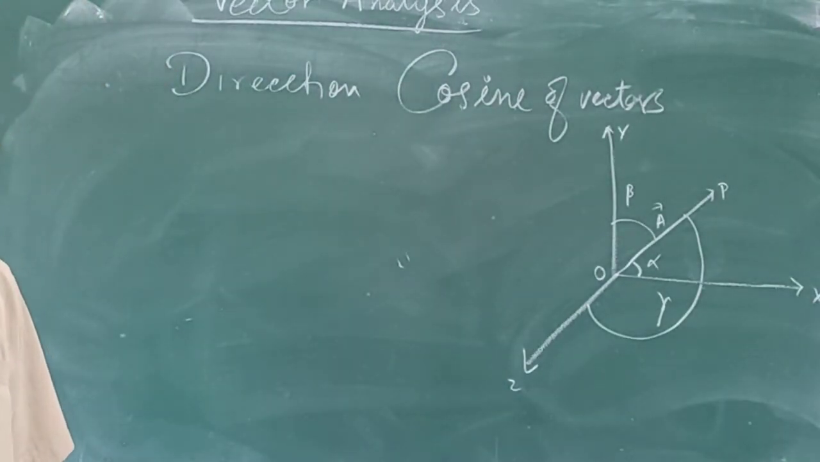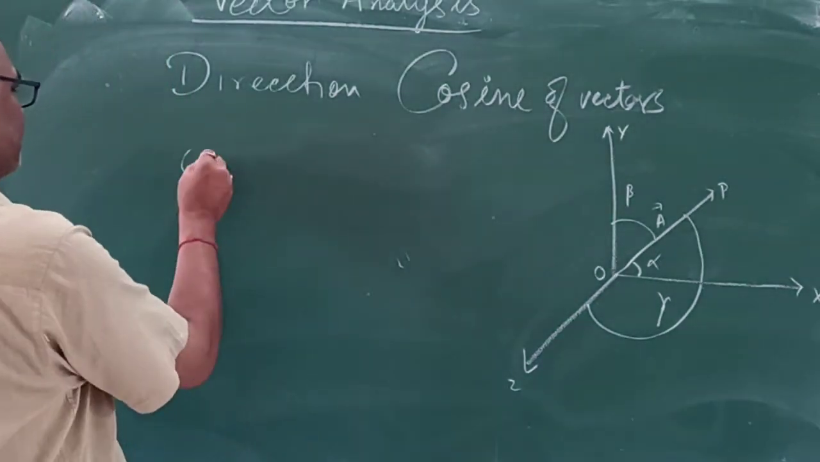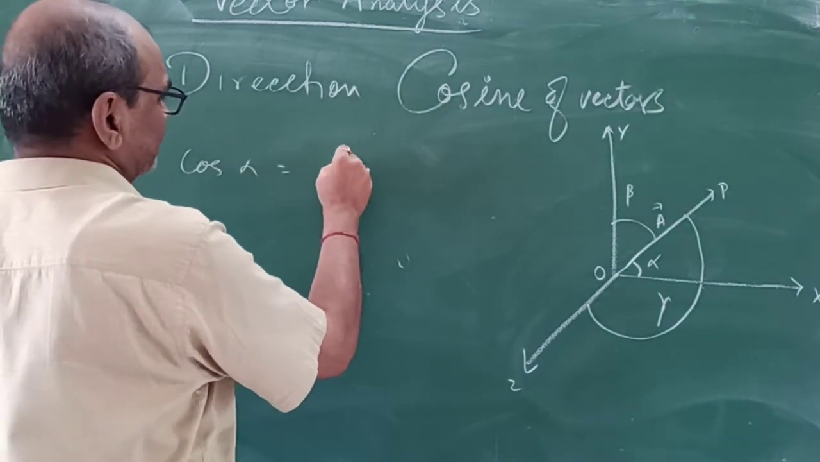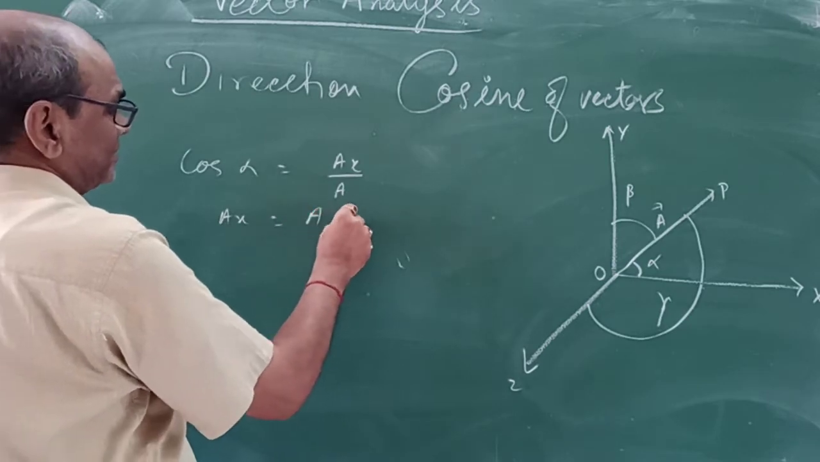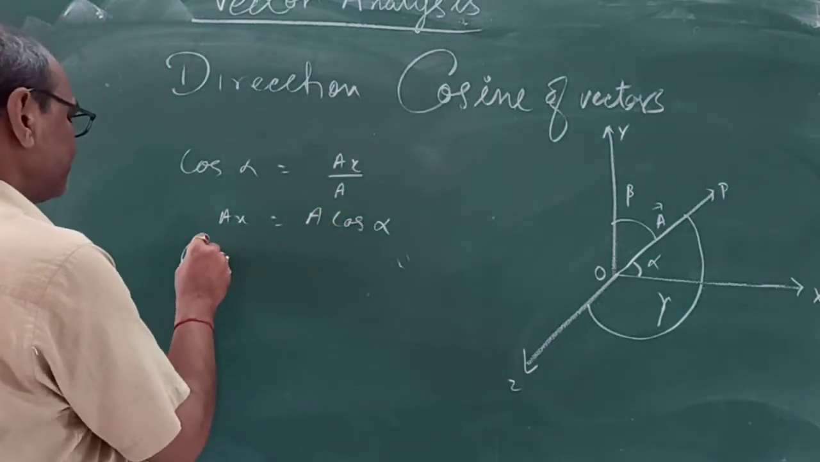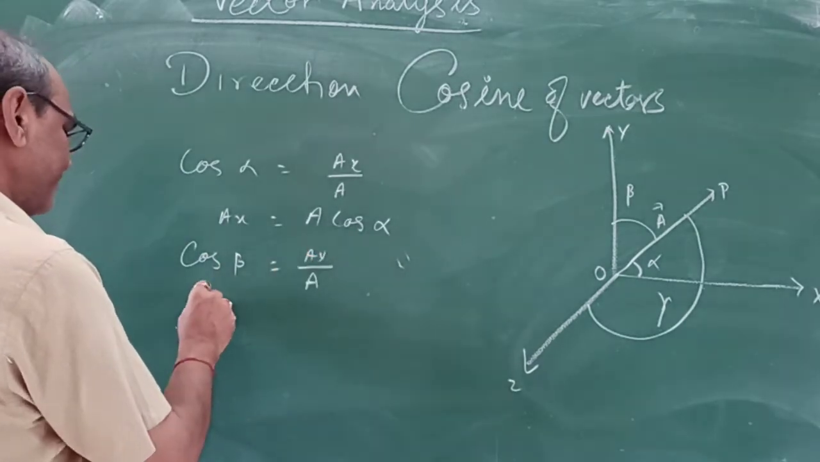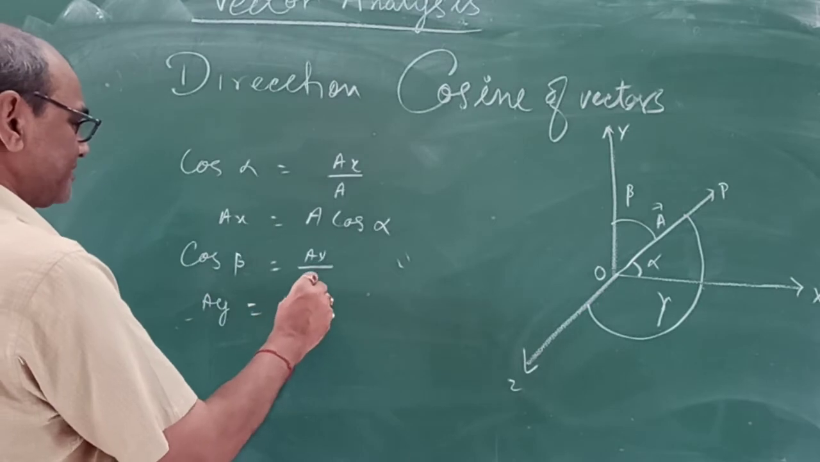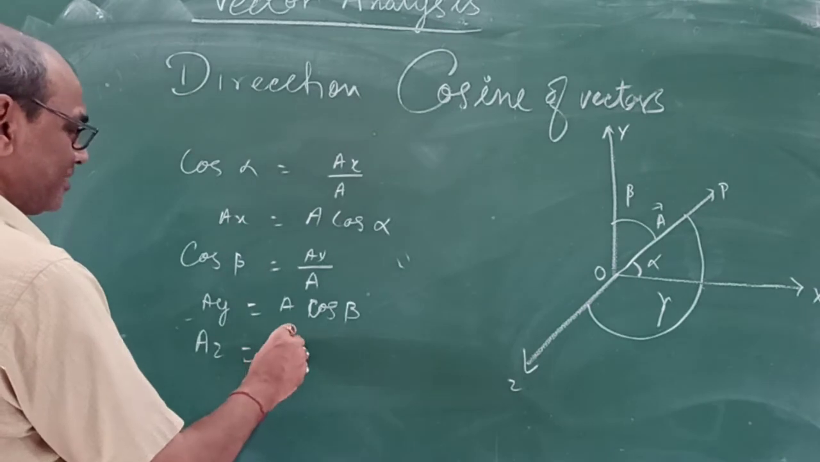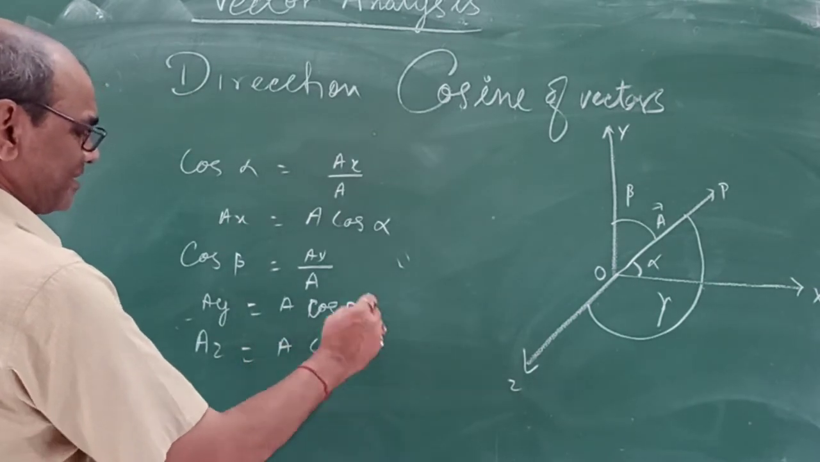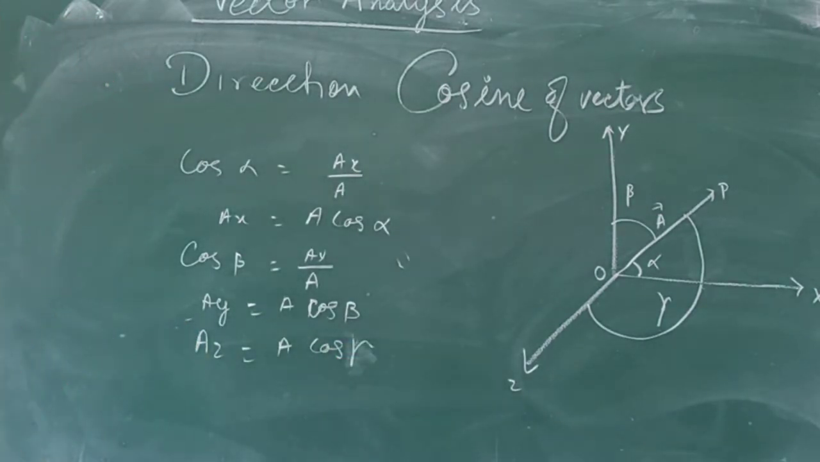Therefore, from the figure, all of you know that cos alpha is equal to ax by a. Therefore, ax is equal to a cos alpha. In the same way, cos beta is equal to ay by a. Therefore, ay is equal to a cos beta. Similarly, az is equal to a cos gamma.